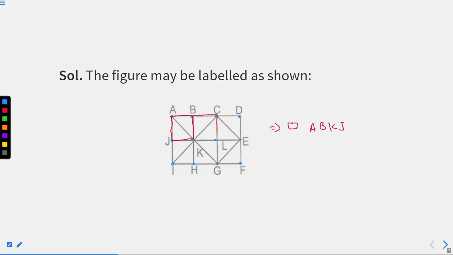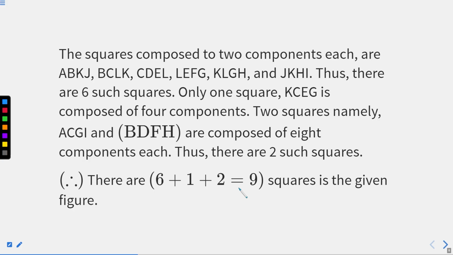Similarly, the second square is here. We can mark it as square B, C, L, K. Similarly, we'll mark all 9 squares, right? So this is how you are supposed to follow the second approach as well. This is our second approach. So how many have we calculated? 9. We have already calculated the 9. You can read the answer as well. The squares composed of 2 components each are A, B, K, J, B, C, L, K and so on. We'll move to all squares, and eventually we'll find all 9 squares.